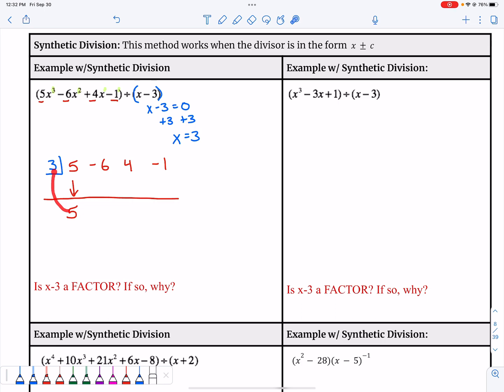Then you multiply the 5 by the number in the box and bring that over underneath the next number. So 5 times 3 would be 15. Then you add those two numbers together. So -6 plus 15 will give you 9. And then the pattern starts over. So 9 times 3 is 27. Bring that over underneath the 4 and add those together. So you get 31. And then 31 times 3 would be 93. And you add those together and you get 92.